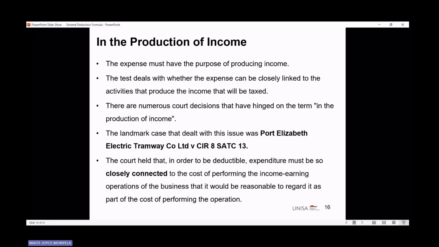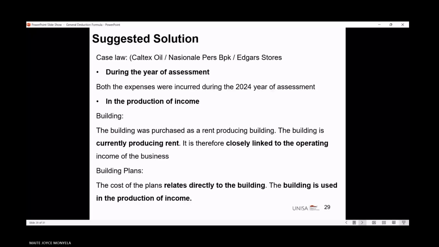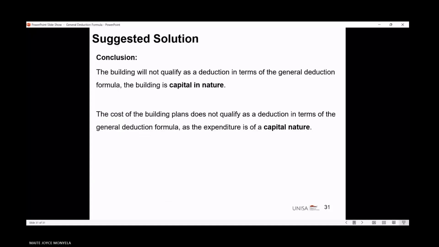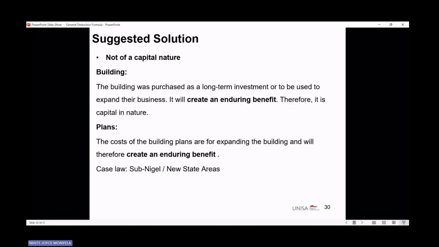So that's how you apply a court case. In this situation, you must have the court case that will support the enduring benefit. I didn't summarize it. If you go through this court case, you will see how to support the point of capital nature. Next time I'll summarize all the cases to show you how you apply the cases to the question.